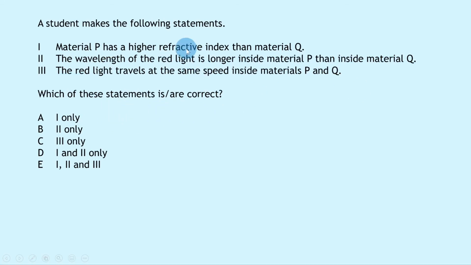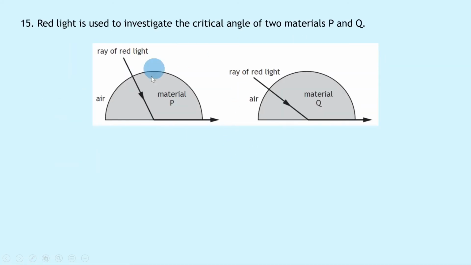Well, let's look through each statement in turn and decide which ones are true or false. So statement 1, first of all, material P has a higher refractive index than material Q. Well, if we look back at the picture, let's draw on some normals here at this point where the light would exit the material, but it's not. It's actually being refracted such that it travels along this flat edge of the material. So let's draw on the normal here and the normal here. And remember, the critical angle is defined as the angle of incidence at which the angle of refraction is 90 degrees. And so in both of these cases, we've got the angle of refraction here being 90 degrees.